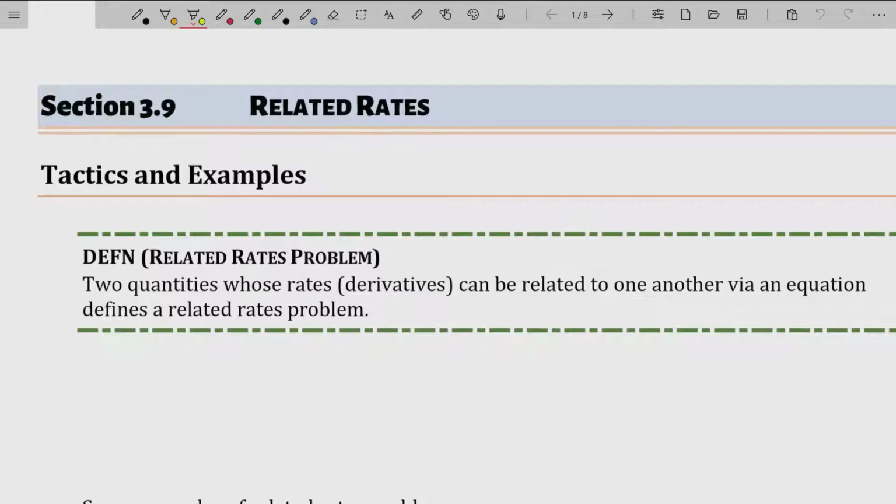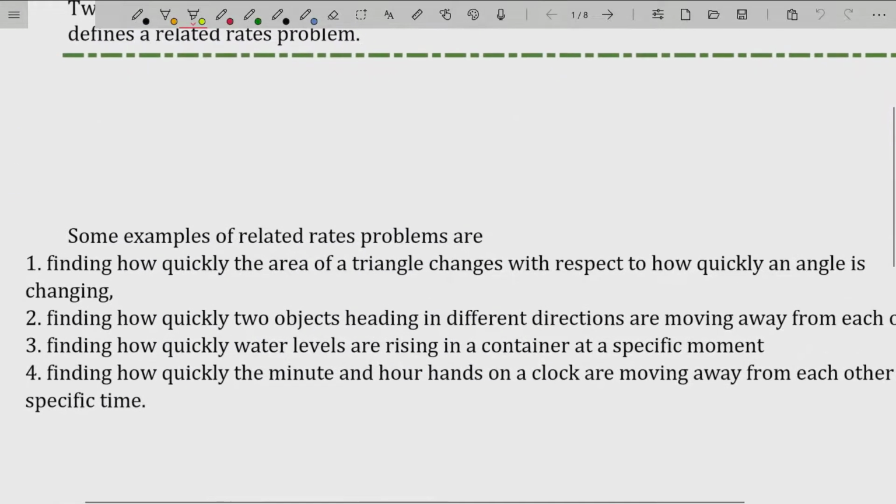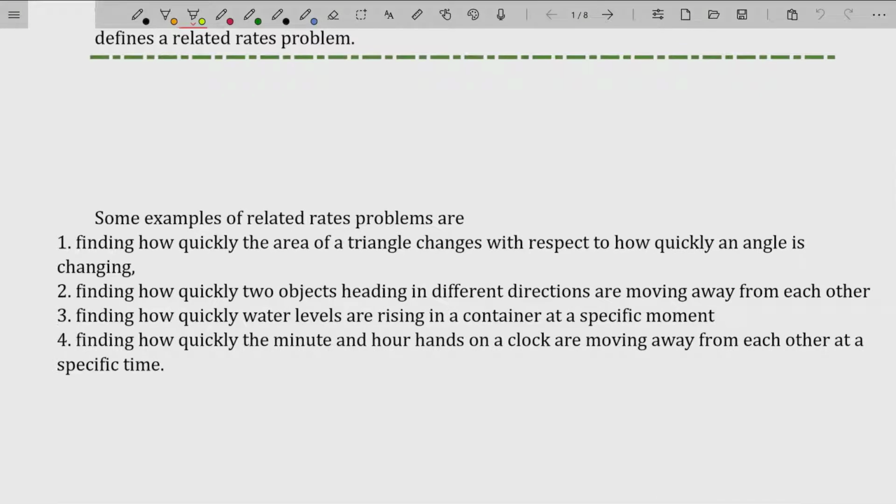And some examples, I just wrote some down here, of related rates problems are finding how quickly the area of a triangle changes with respect to how quickly an angle is changing. So if an angle opens up in a triangle, the right pen here. As this angle opens, the area of this triangle will increase, obviously, and decrease as that angle closes. So the question is, how quickly is the area changing with respect to how quickly the angle is changing?